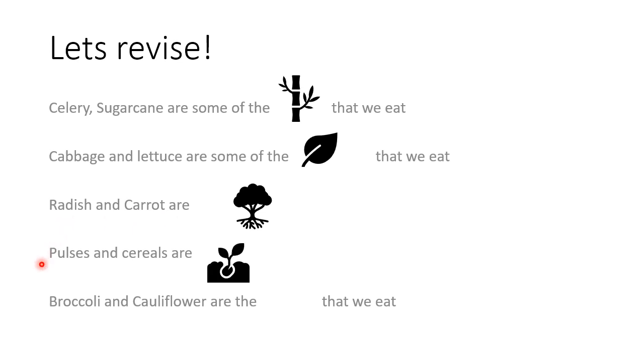Pulses and cereals are seeds. Pulses: P-U-L, pul, S-E-S, ses. Cereals: C-E-R-E-A-L-S. Broccoli and cauliflower are the flowers that we eat. Broccoli: B-R-O, bro, C-C-O-L-I, coli. Cauliflower: C-A-U-L-I, cauli, F-L-O-W-E-R, flower.